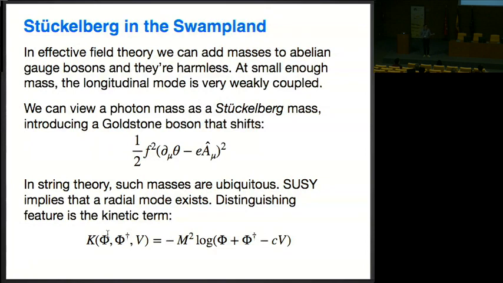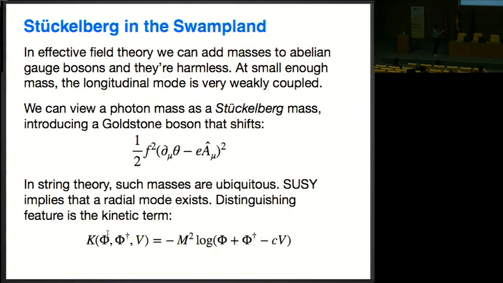And we know that these Stückelberg masses show up all over the place in string theory. But if you look at the way that they show up, they tend to show up in a particular form. You can go to, for instance, the string phenomenology textbook by Reece and Angel, and you will find lots of examples of Stückelberg masses in string theory, and they tend to look like this. They have Kähler potentials that are logarithmic functions of some chiral superfield, which shifts when you do a gauge transformation.